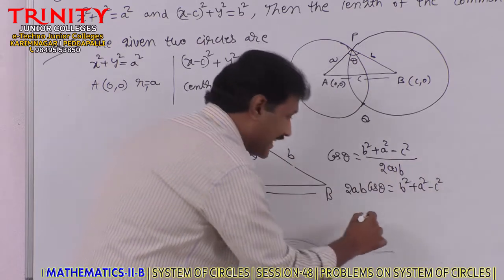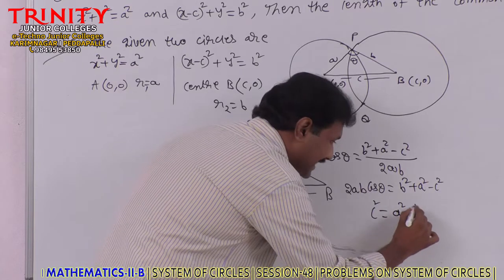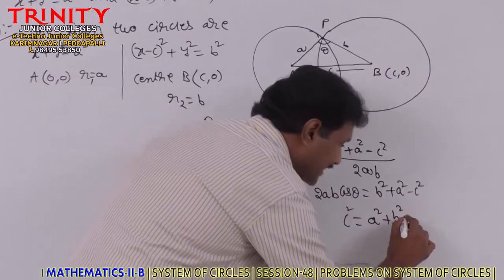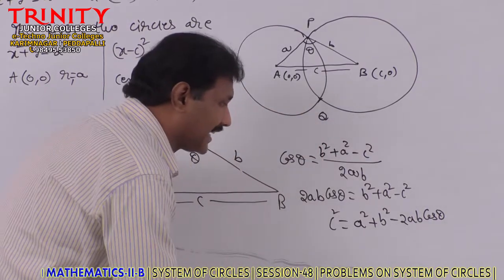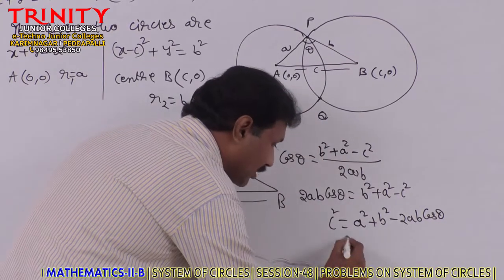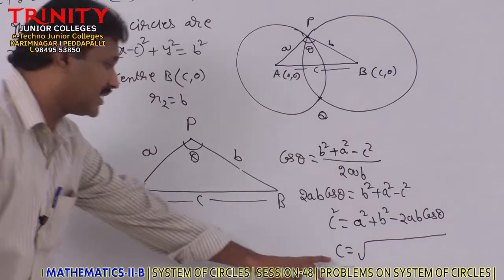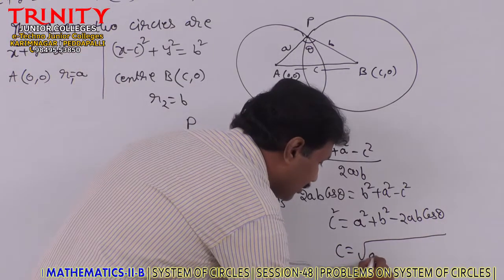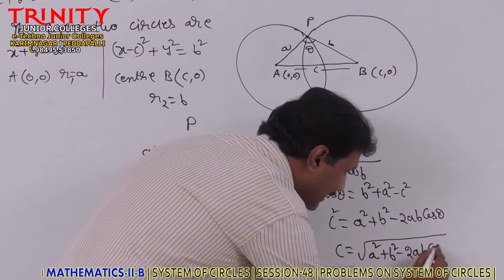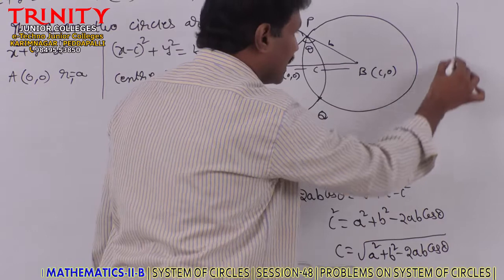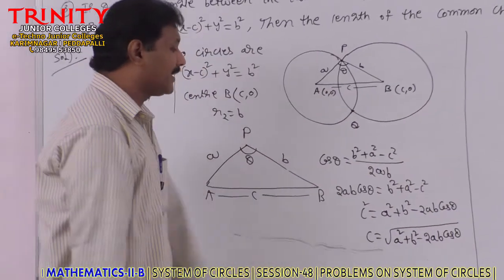Moving C square to this side, C square equals A square plus B square minus 2AB cos theta. C is the length of a side, so it is only positive. C equals the square root of A square plus B square minus 2AB cos theta.